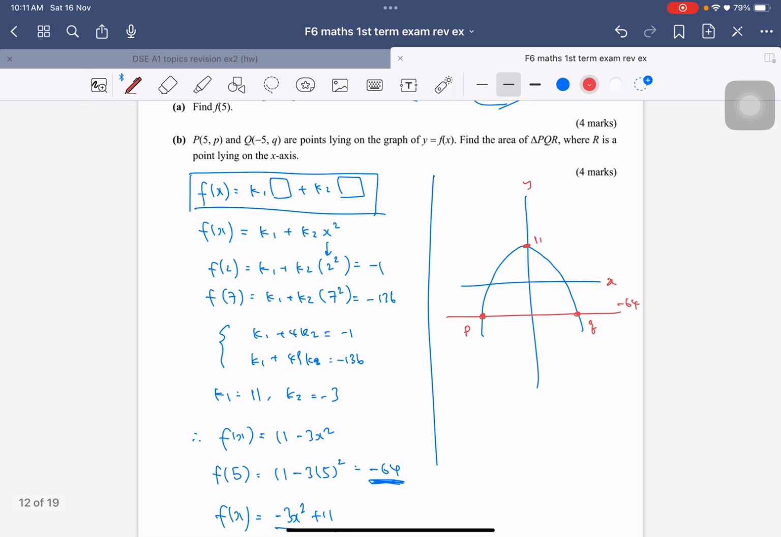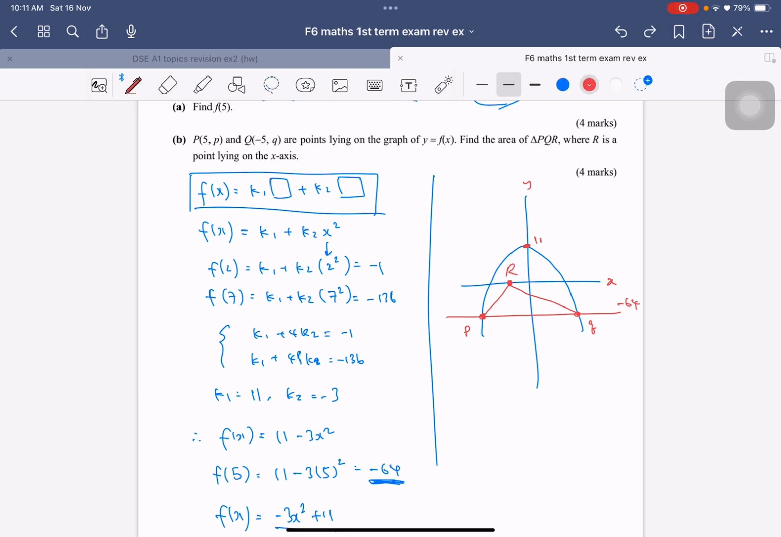And now we need to find the area of PQR, but R is a point lying on the x-axis. It can be here, can be here, can be here, but I don't know where it is. But we can just take a random point, say here, and link them together. Wherever this R is, the height is going to be the same, isn't it? Let's say R is here, and the height is still going to be this. So the height doesn't change. It doesn't matter where R is.